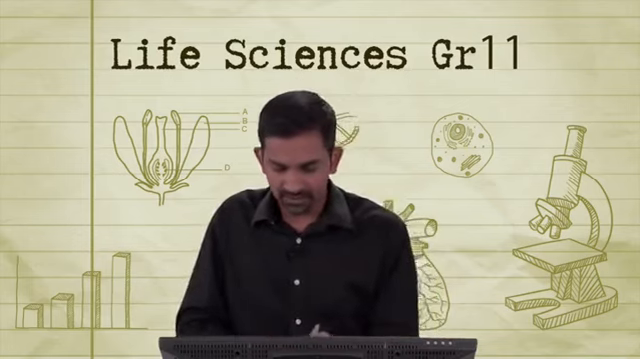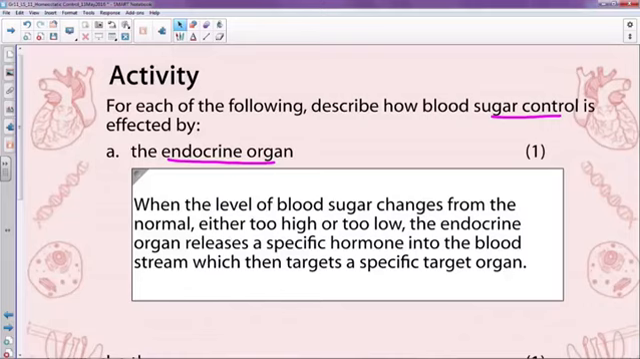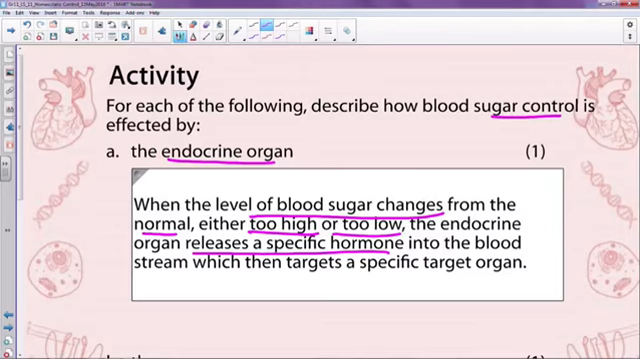So when the level of blood sugar changes from normal, either becoming too high or too low, the endocrine gland releases specific hormones, and in this case we're referring to both insulin and glucagon, into the blood. And this hormone enters the bloodstream, which then will target a specific target organ and bring about a change, and that is how the endocrine gland functions.